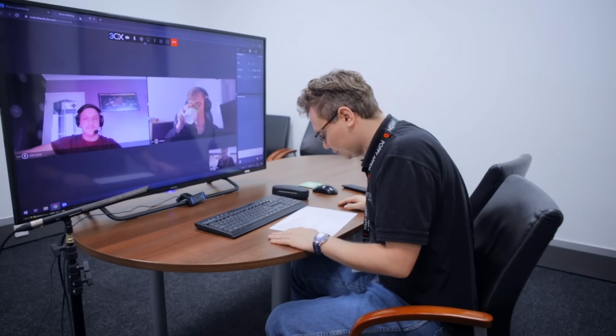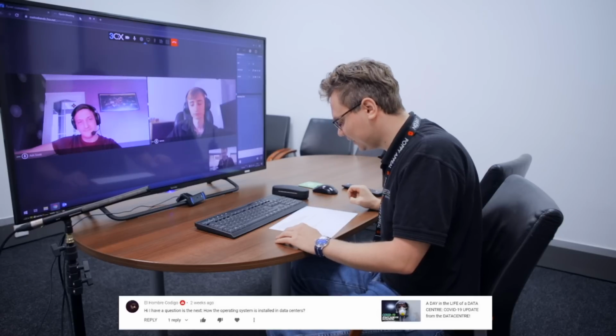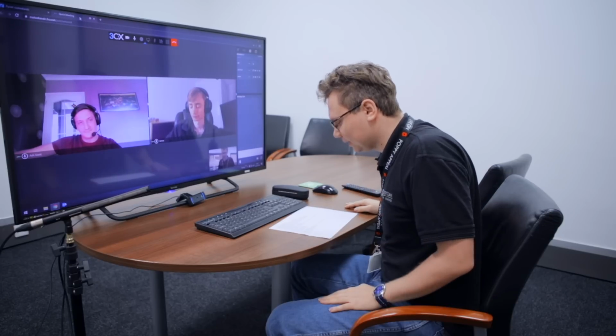Moving on. Next question. Here's a good one. How is the operating system installed in data centers? So, how do we install operating systems in a data center? It's the exact same way as everyone else in the world installs operating systems.